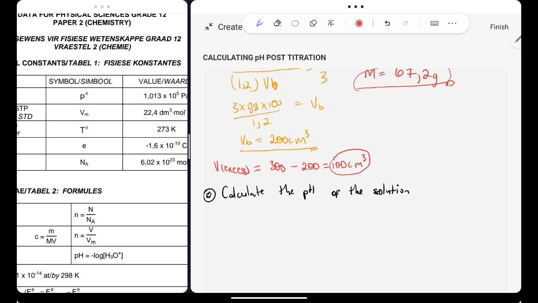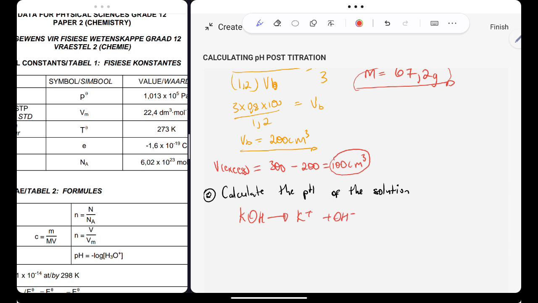Okay. Now they are saying to me, calculate the pH of the solution. Please guys note that after titration, the pH of the solution will be determined by the substance which is in excess. In this case, our base is in excess, so our base is the one that will be able to give us the pH. Are you together? Let me write down the dissociation of my base. My base will dissociate into K plus OH minus.